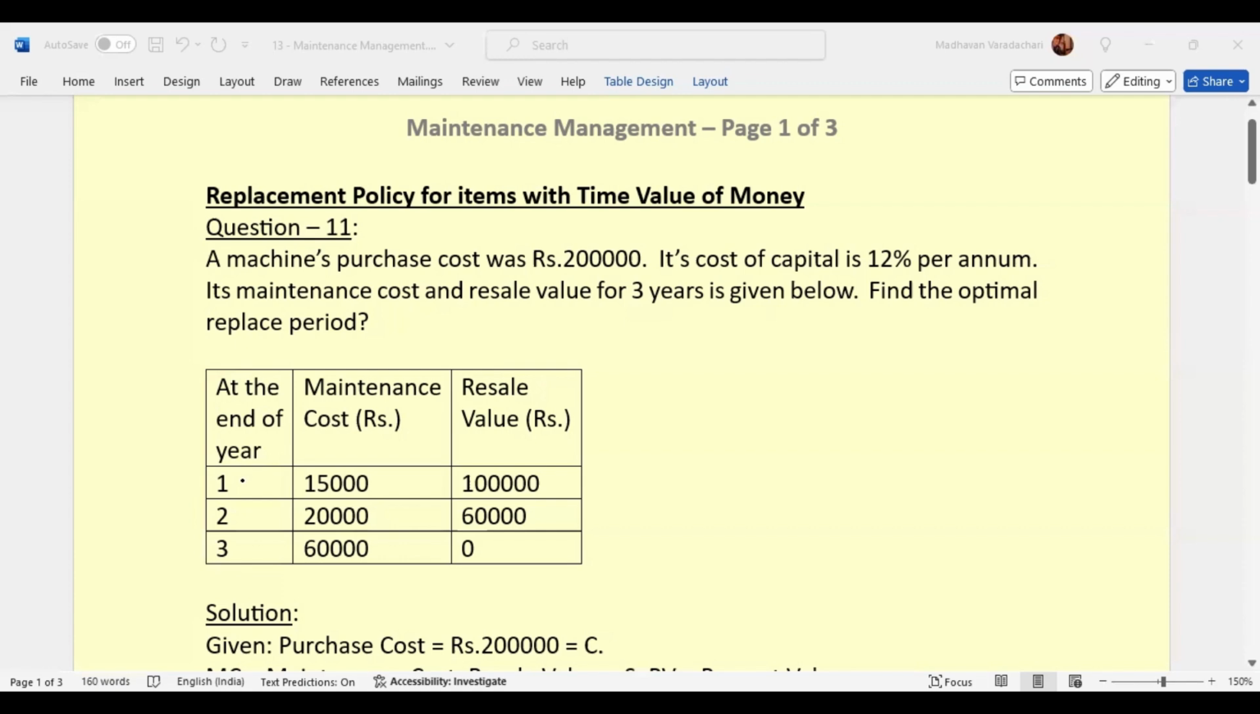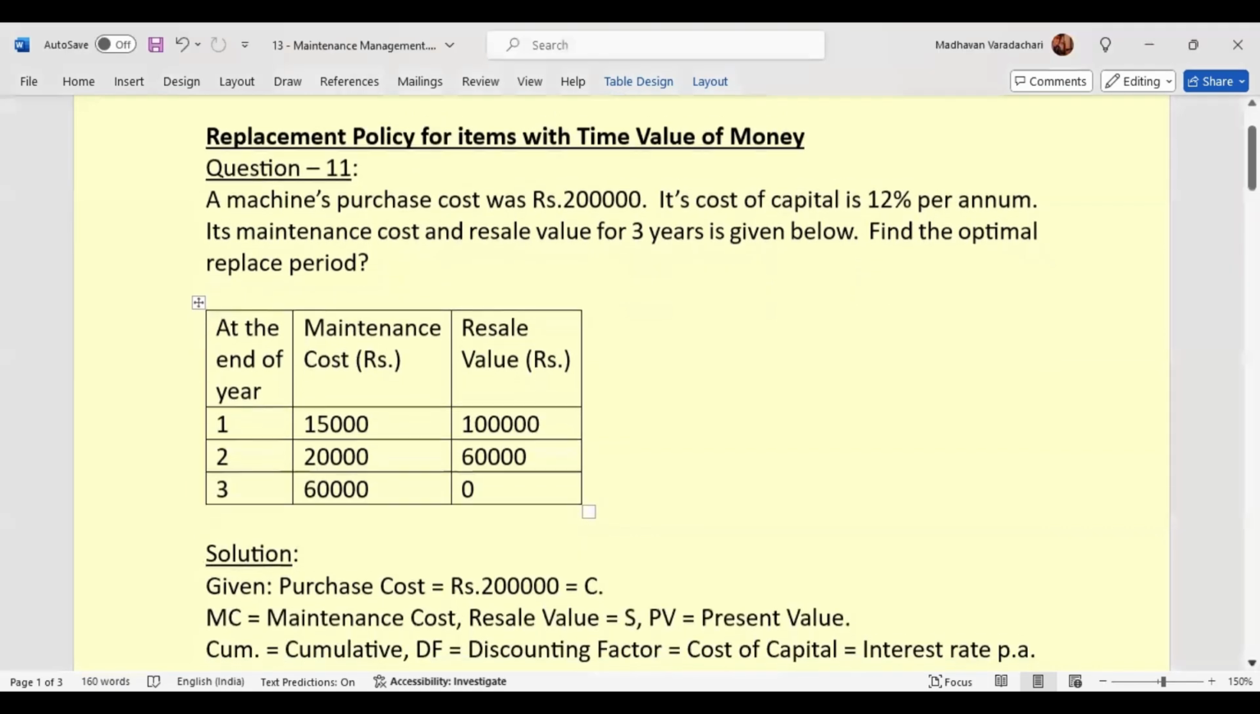At the end of year 1, 2, 3, they gave us how much is the maintenance cost incurred, and at the end of the year, what will be the resale value for the machine. So 15,000, 20,000, and 60,000 are given for the respective 3 years. Resale value is given as 1,60,000 and 0. So let us proceed with the solution.